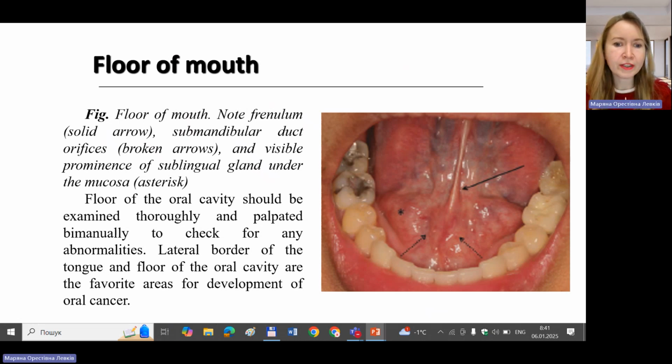The floor of the oral cavity should be examined thoroughly and palpated bimanually to check for any abnormalities. The lateral border of the tongue and the floor of the oral cavity are the favorite areas for development of oral cancer, and it should be kept in mind.